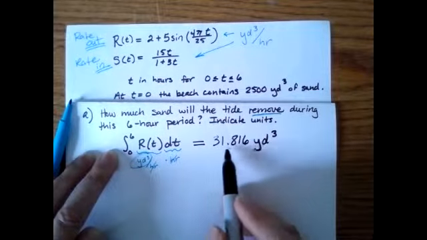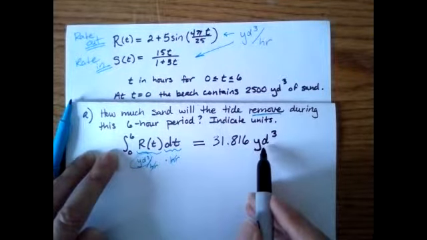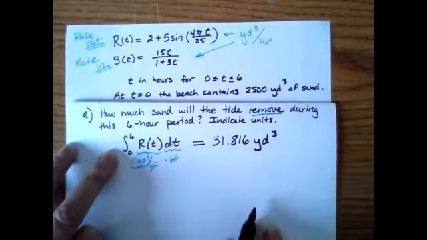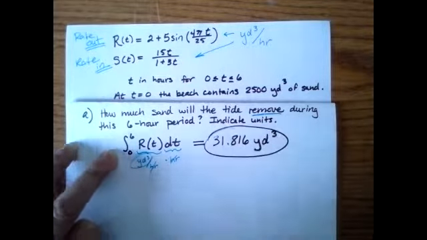So that makes some sense. That's the amount of sand that the tide has removed over the 6-hour period of time, and it should be a unit of volume, it's cubic yards of sand.